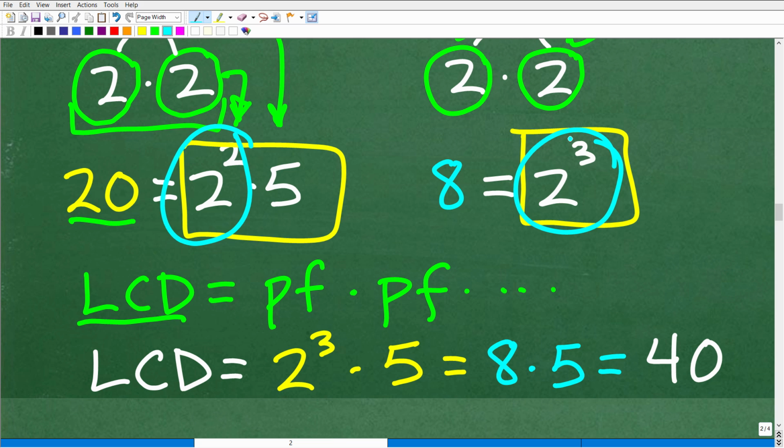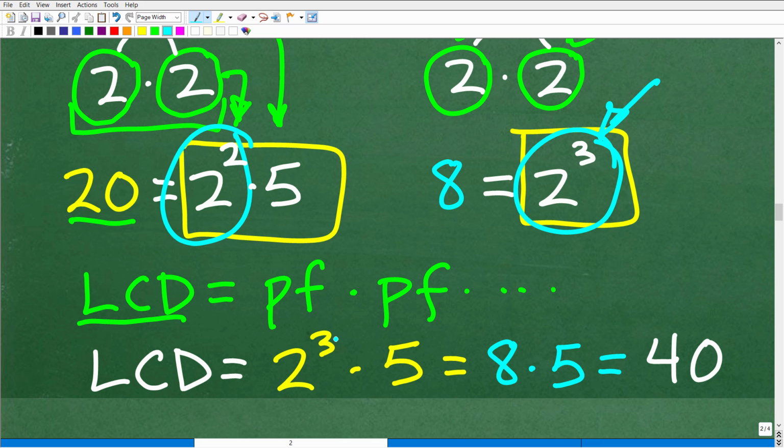Let's start with the hard part. Now, should we write 2 squared and then also represent a 2 cubed? No, we don't have to do that. So if we have 2 to one power and 2 to another power, what do we do here when you have the same number to different powers? You always take the highest power.